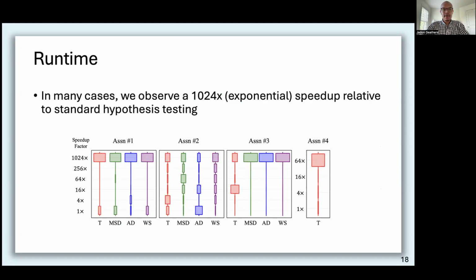We then saw how well stochastic grade did at saving runtime, and in many cases, we observed the exponential speedup relative to standard hypothesis testing, seeing a large sample size saving of up to 1,024 times relative to our standard baseline in all of the problems.